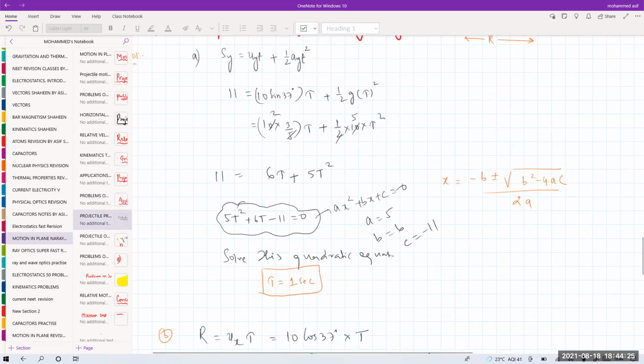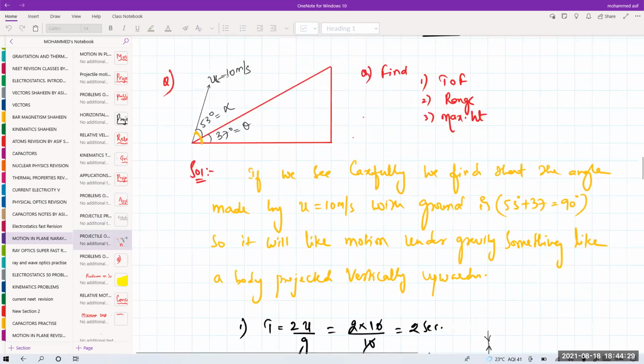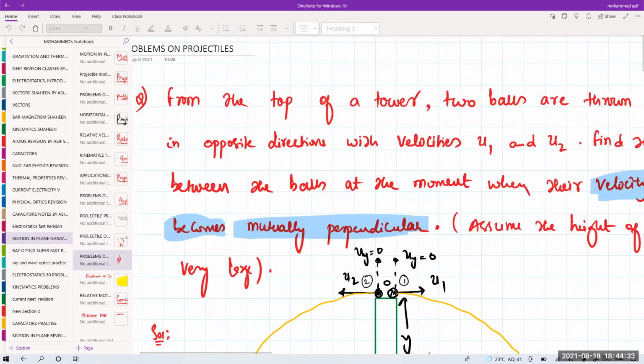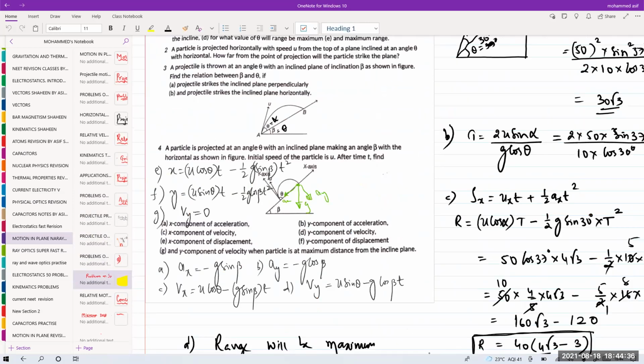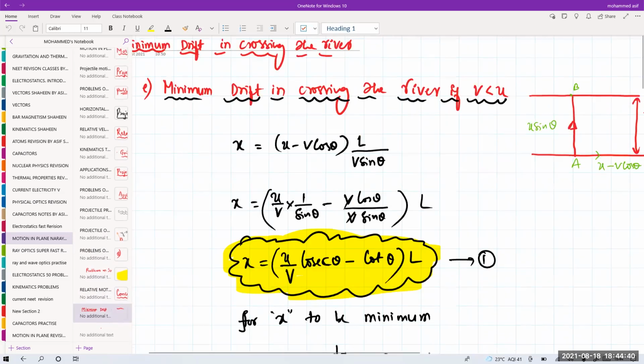So these are the basic formulas you need to remember. This is the problem sheet, and these are also inclined projectiles from the top of a tower when you throw. I will try to do it later. This is also relative motion problems: minimum drift, river and boat problems.